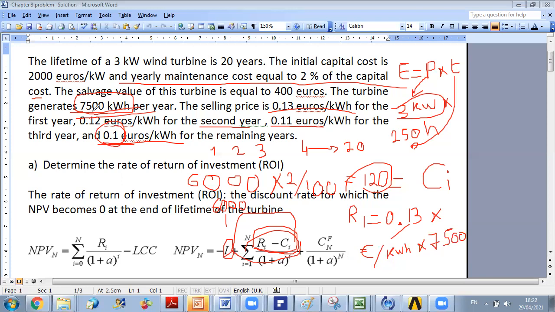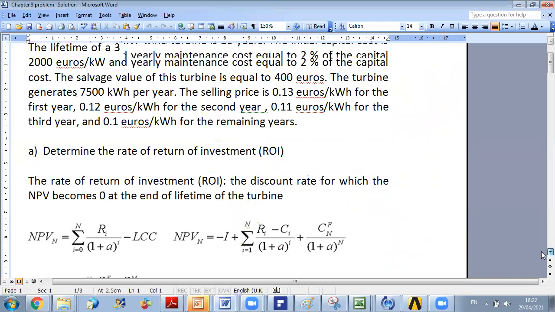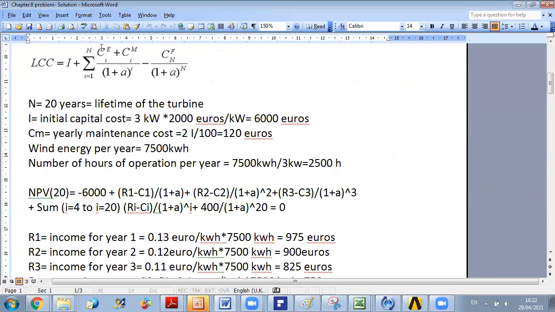Let us see these details in the calculation here. First, we calculated the initial capital cost. You have the yearly maintenance cost, 2% of I, which is 120 euros. The wind energy per year is given in kilowatt hours, so from here we can deduce the number of hours of operation. If they ask for it, you can just divide the energy by the power. You get that it's operating for 2,500 hours. In this problem, you don't need this, so no need to calculate.